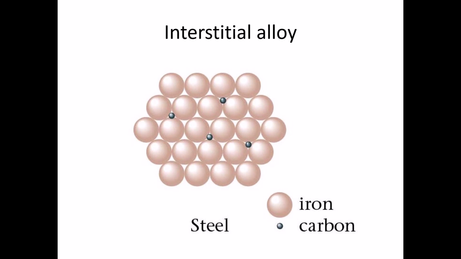Interstitial alloys have a second type of atom in between the atoms of the first. Steel is the best example of this. Most people have heard of steel. It's much stronger than iron by itself, and that's because we have carbon atoms fit in between the iron atoms to make the steel. So this closer packing, more interaction creates the added strength that we see in steel over iron.